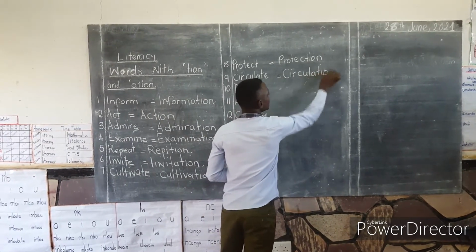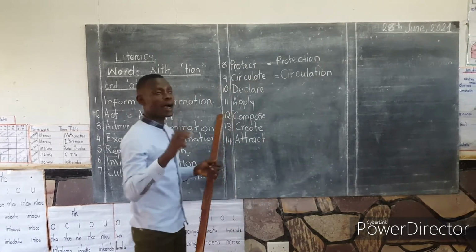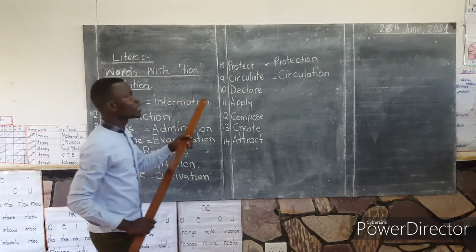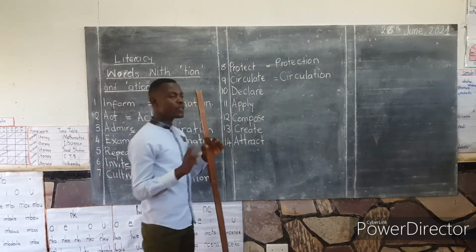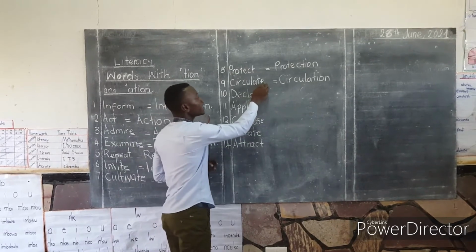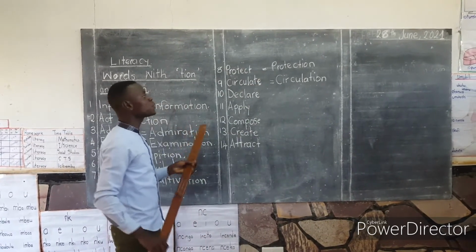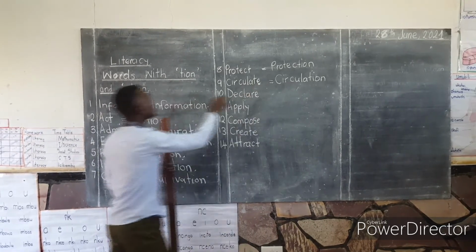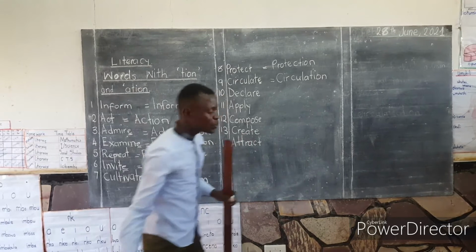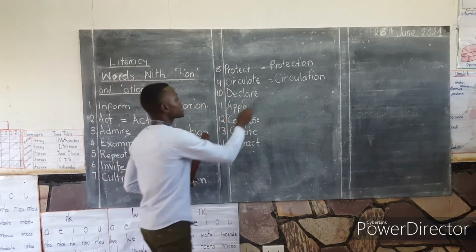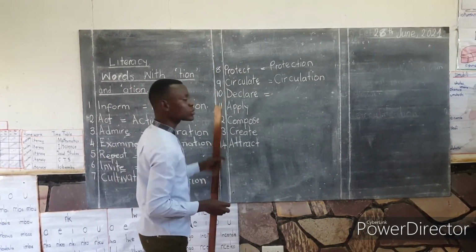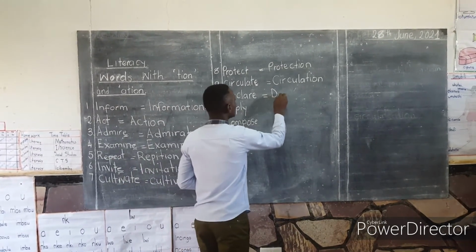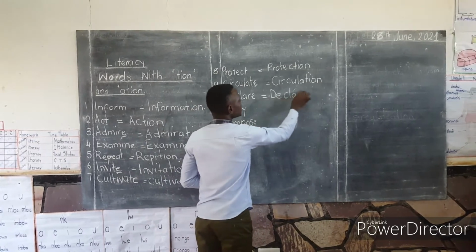Circulation. Right. So this word has been added with A-T-I-O-N. So remember, some of the verbs that end with letter E, if you are told to form a noun from that word, you simply remove letter E and add A. Go to the tenth one, which is declare. So for us to write a noun from this word, we'll say declaration.